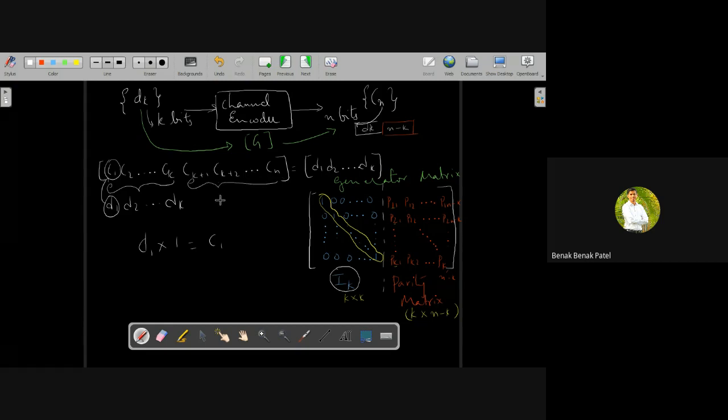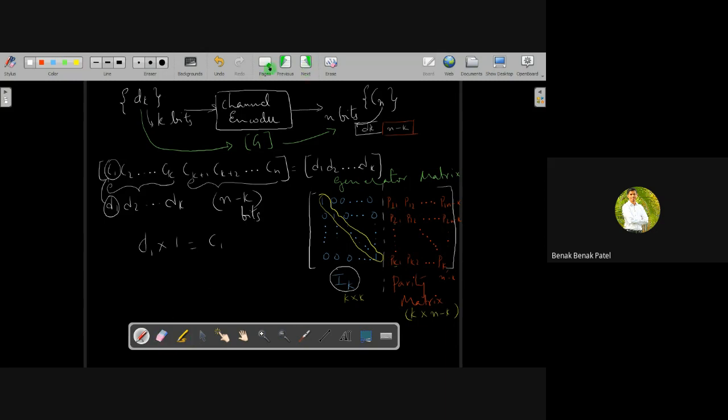Right after that, from here to here, that is for n minus k bits, when we multiply the message bits with this parity matrix, we get the check bits of size n minus k. So the parity matrix plays a very important role in deciding our check bits.